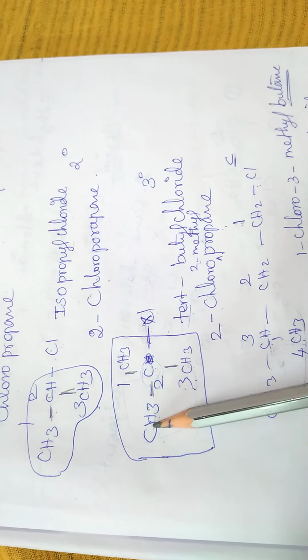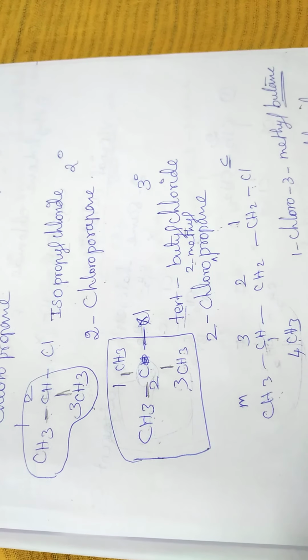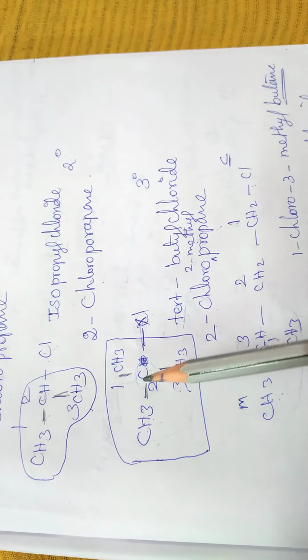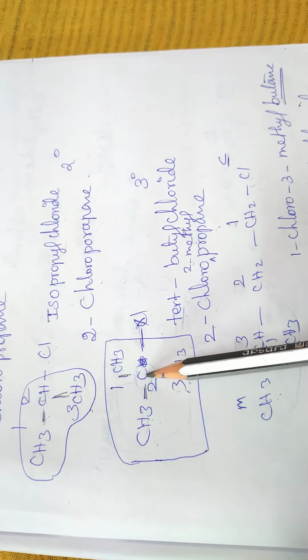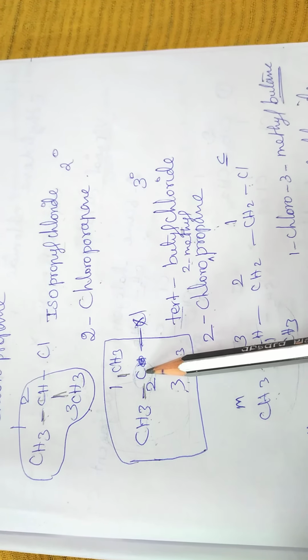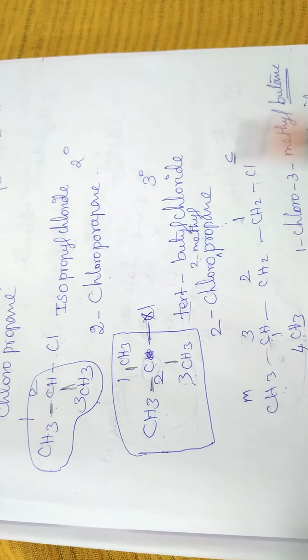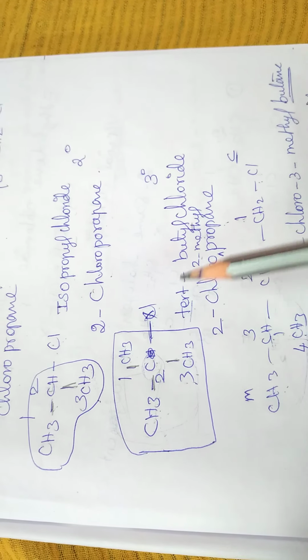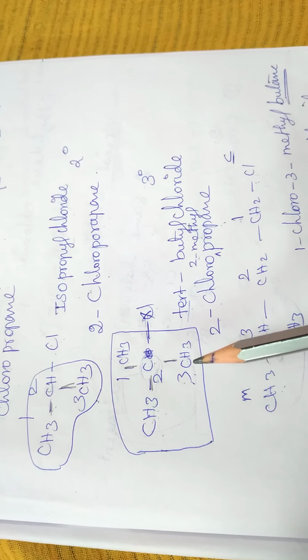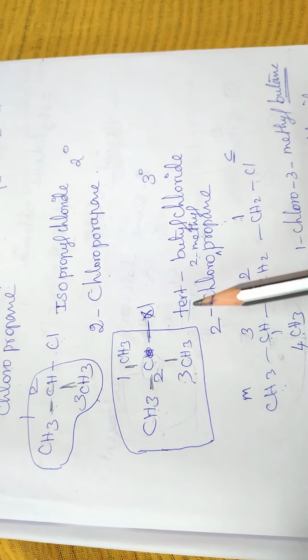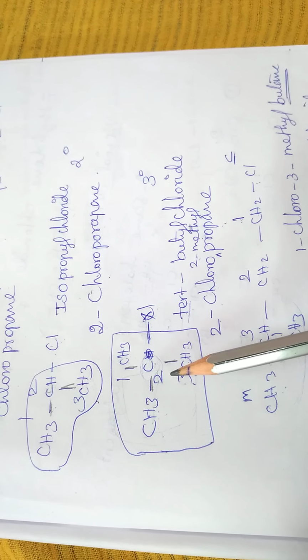Whether I can select it in this way or this way, I will get the same name only. Okay, so here in the second carbon, chlorine is present. Again in the second carbon, a methyl group is present. For which one should I give priority? When more substituents are present, I should follow the alphabetical order. That's one of the rules of IUPAC.